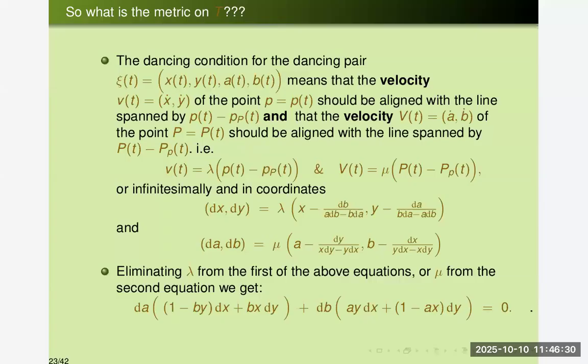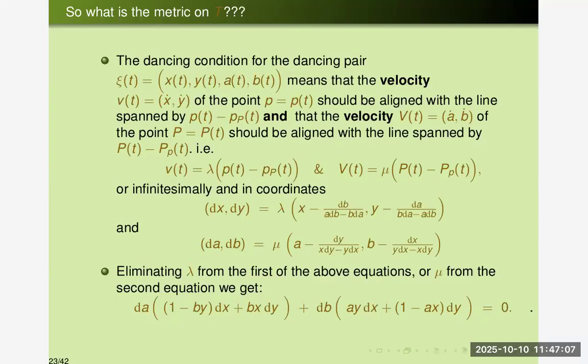Or if I eliminate mu from this condition, I get the same. So these two conditions define this. Infinitesimally, this dancing condition means that point x, y, a, b, when moving to point x plus delta x, y plus delta y, a plus delta a, b plus delta b, should be such that they satisfy this. And what you see here is just a quadratic homogeneous condition in the a, the x, and y, the b.